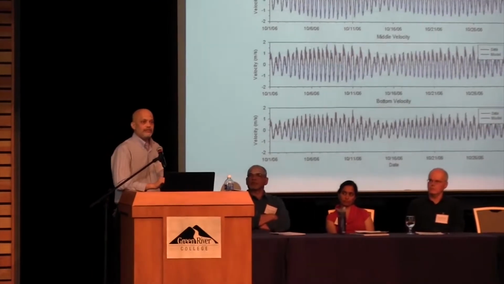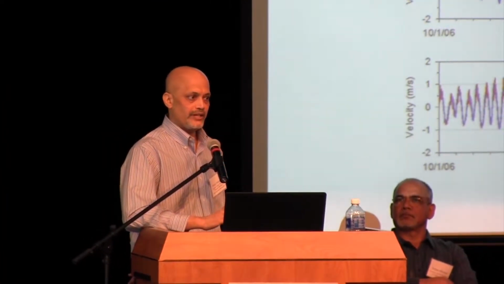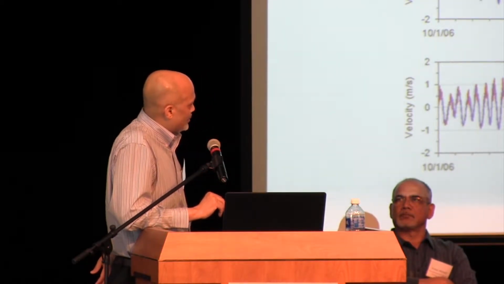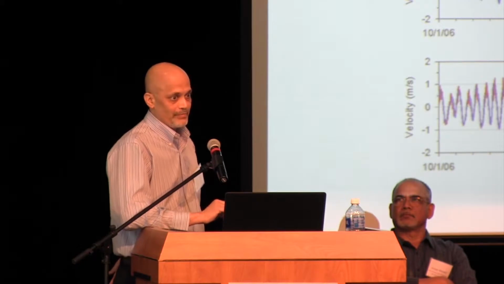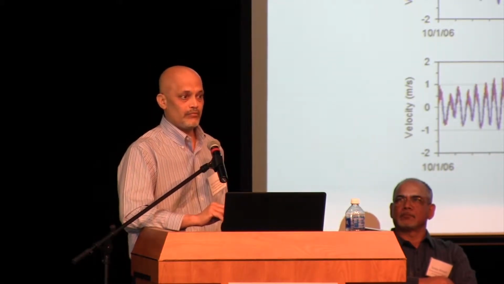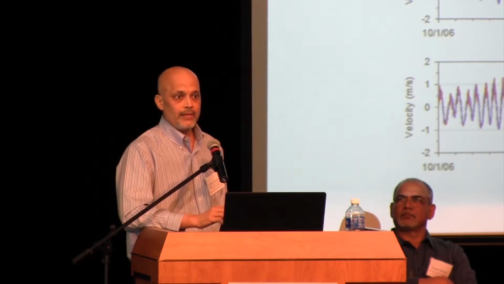But in order to do that correctly, we have to get the currents simulated right. So here is an example from a data collection effort that happened in 2006 from Dana Passage. We don't have that many measurements of currents, but when we do, we are able to simulate currents well.